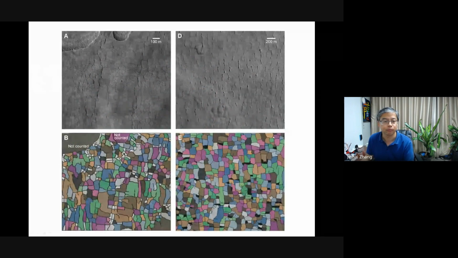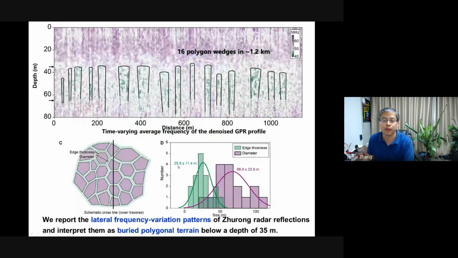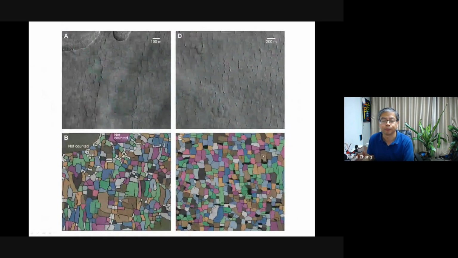So we can also perform edge detection on the figure. We can see the local zoom in. There are many blocky structures there. We can count their number, evaluate their diameter, and make some evaluation. And finally, we get the diameter and the edge thickness.